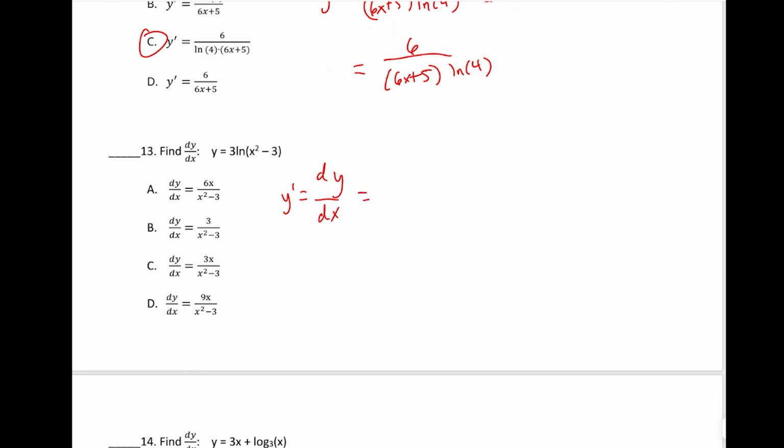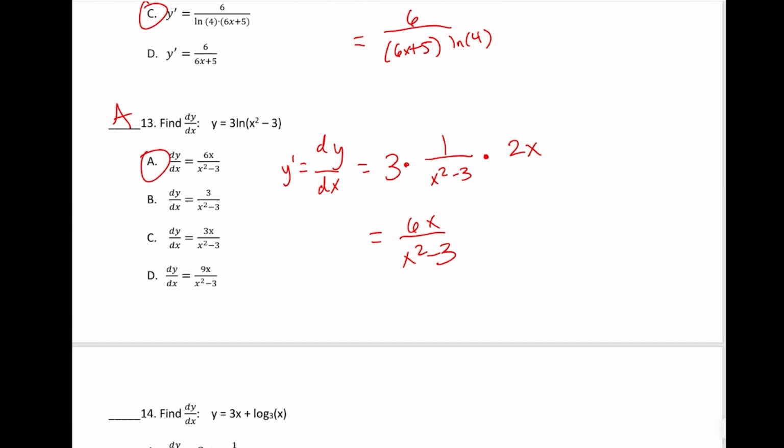It's going to be 3 times 1 over x squared minus 3 times the derivative of x squared minus 3, which is 2x. So we can simplify this. 3 times 1 times 2x will be 6x over x squared minus 3, and that's it. So do we have that one? Yep, that's going to be answer choice A.